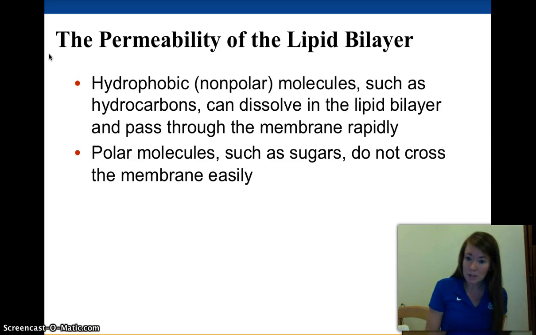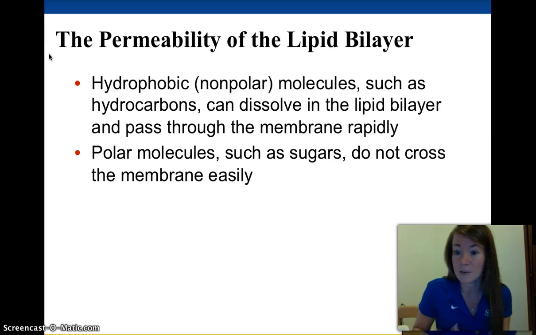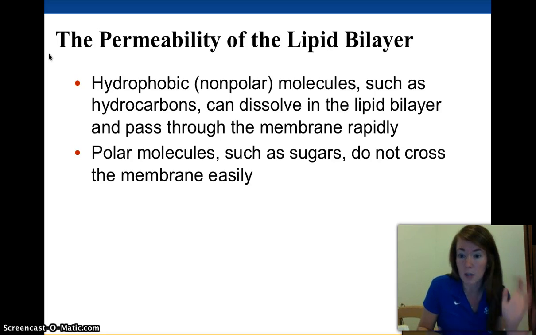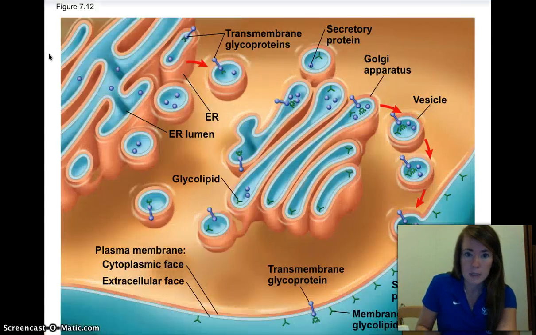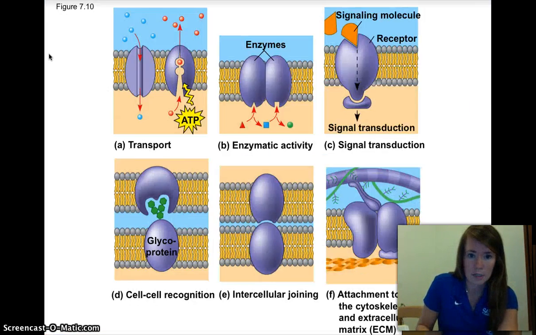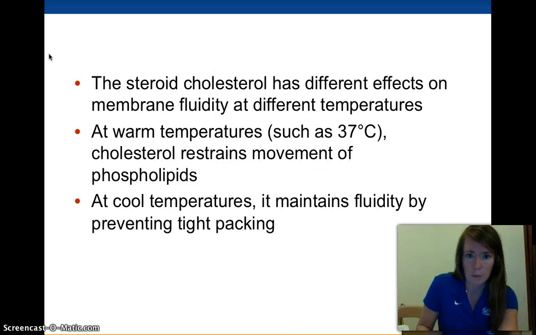However, polar molecules like sugar, water, or ions especially, ions have a full charge, there's almost no chance they're getting across because it's so hydrophobic. Wait, let's look at a picture. I don't have a picture anymore. Sorry, flipping back to 7.1.